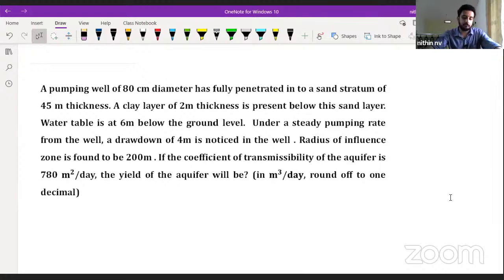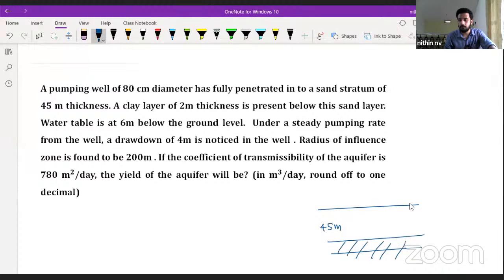Yes, very good. It is an unconfined aquifer, because from the question itself it is clear. If it is a confined aquifer, then there will be 2 impermeable layers, and in between the impermeable layers we will be having the aquifer. In this question, you properly listen. There is a sand stratum of 45 meter thickness. A clay layer of 2 meter thickness is present below this layer. I'm not drawing on the scale, simply 2 meter clay is present here.